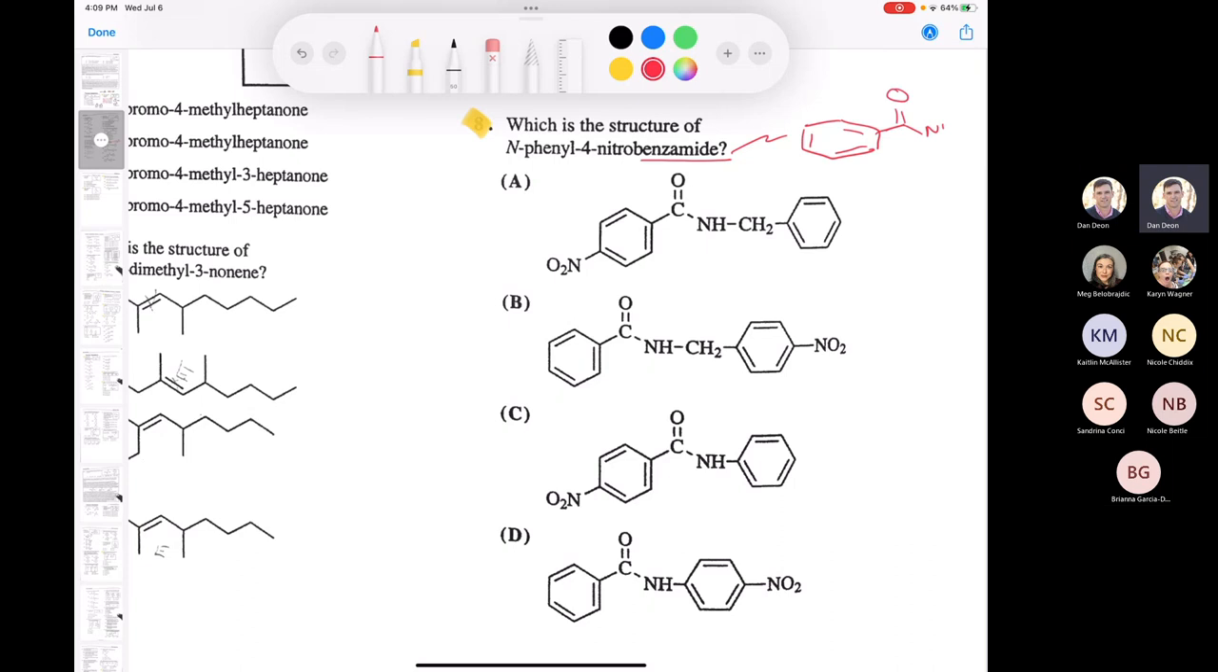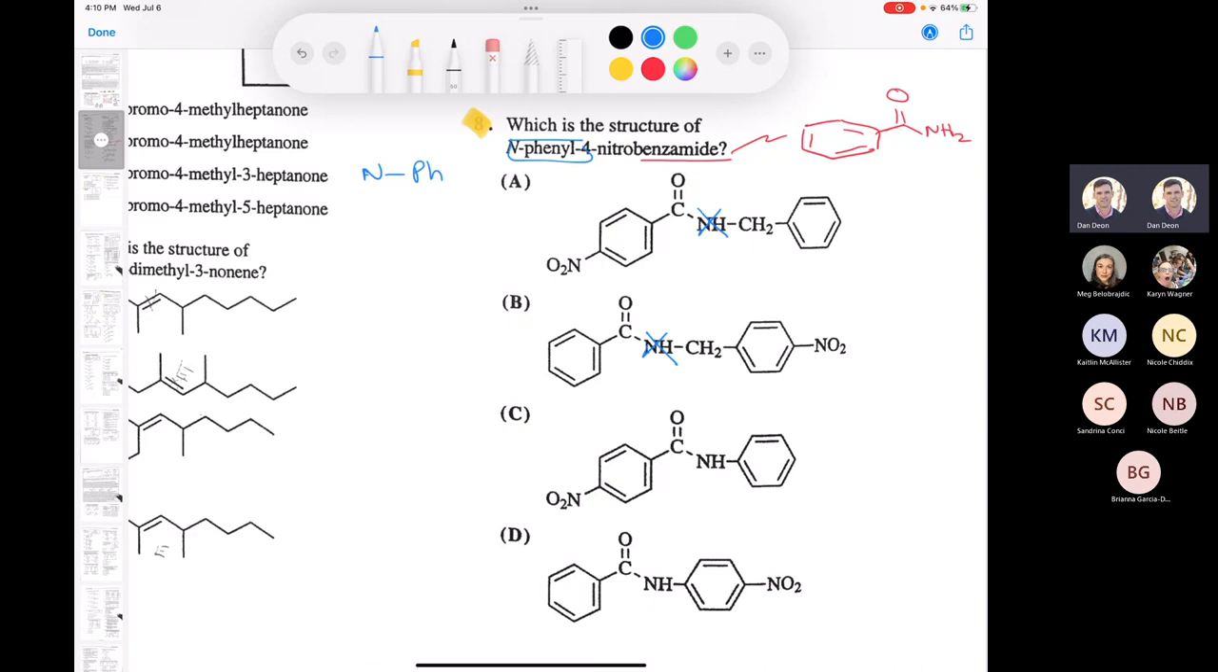So benzamide. That means we're going to find this piece somewhere in the compound. Another thing I noticed is that it's got N-phenyl. That tells you that you have a nitrogen and that it's got a phenyl attached to it. So you can eliminate this one because it doesn't have a phenyl attached to the nitrogen. You can eliminate this one because it doesn't have a phenyl attached to the nitrogen.